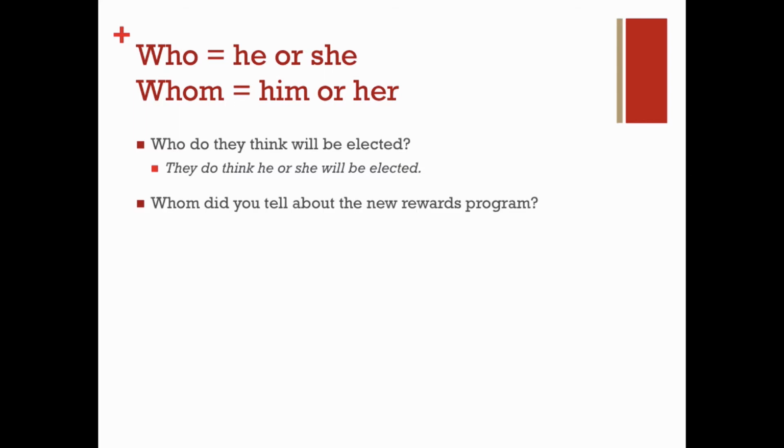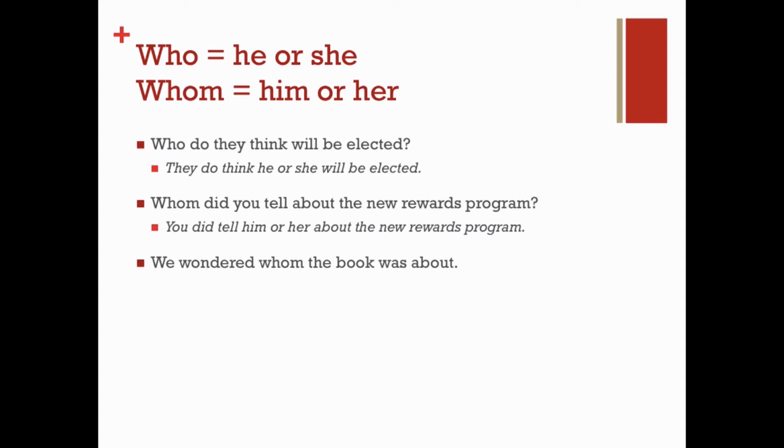That's one example. This next one, whom did you tell about the new rewards program? So here, if I change this into a declarative sentence, I state, you did tell him or her about the new rewards program. And I just want to make a note here too that even though I'm writing he or she and him or her, the idea here is that you would only list one of those words. So if the sentence makes sense with you did tell her about the new rewards program, then that's what I'm going for here. So because I can put in him or her in that sentence, then that means that whom is the correct pronoun to use.